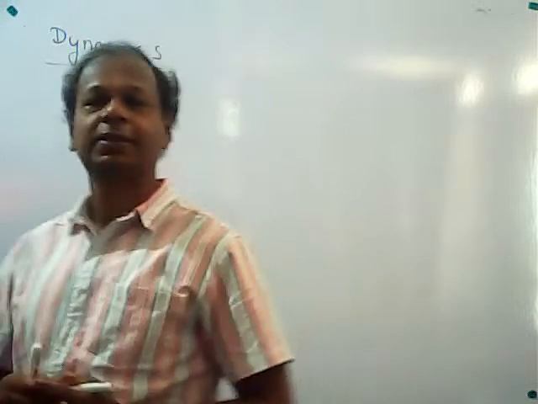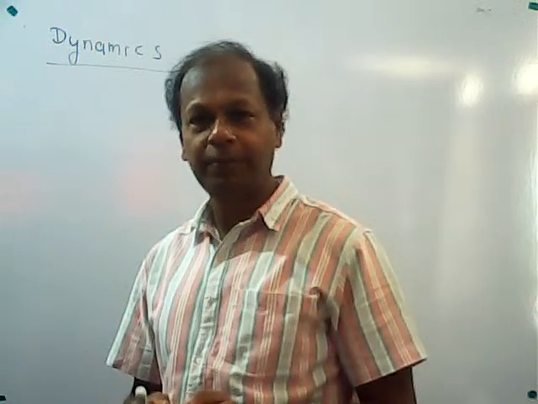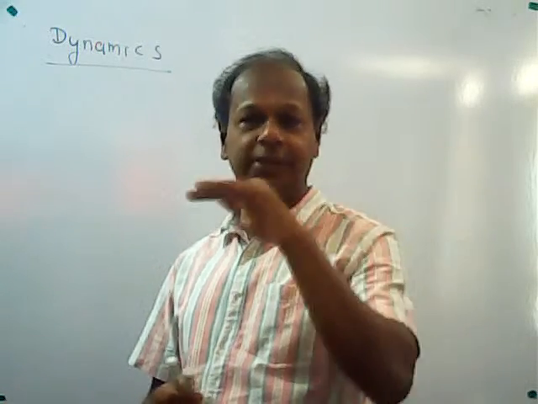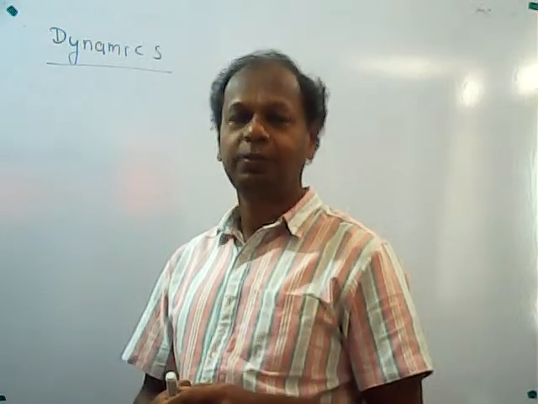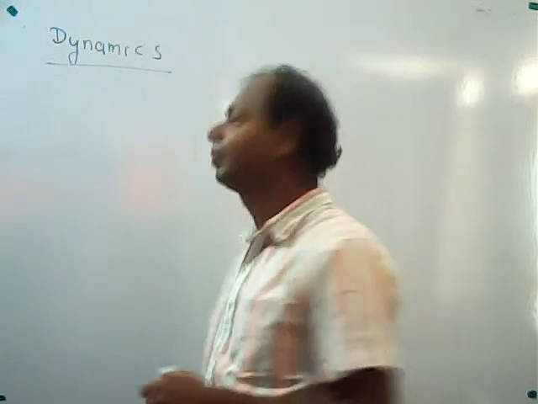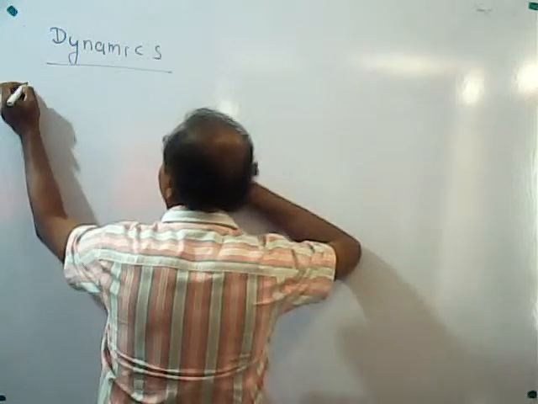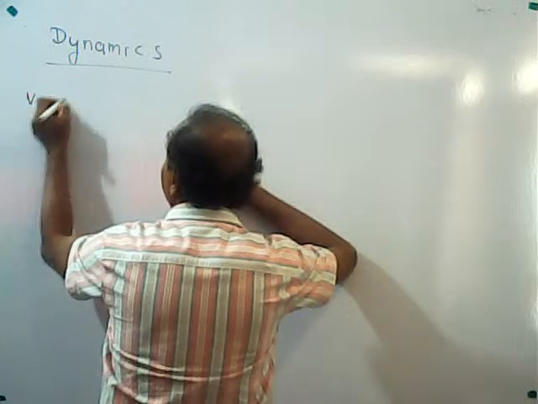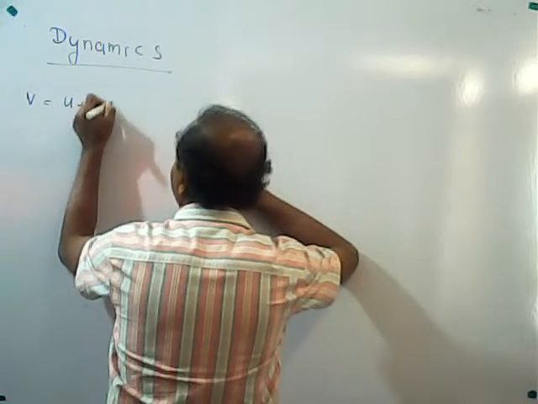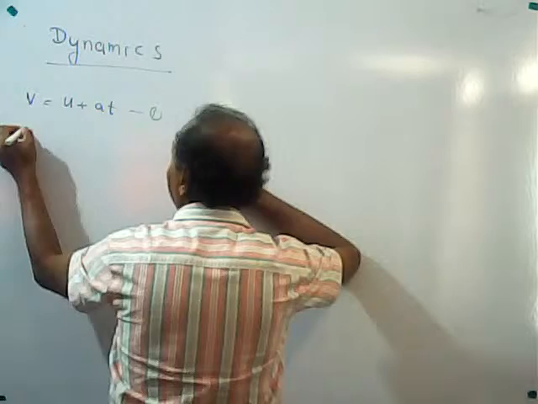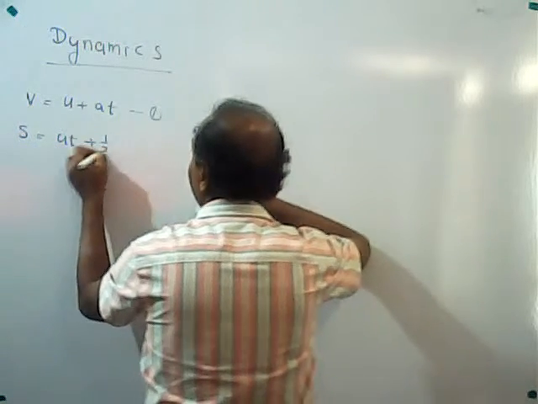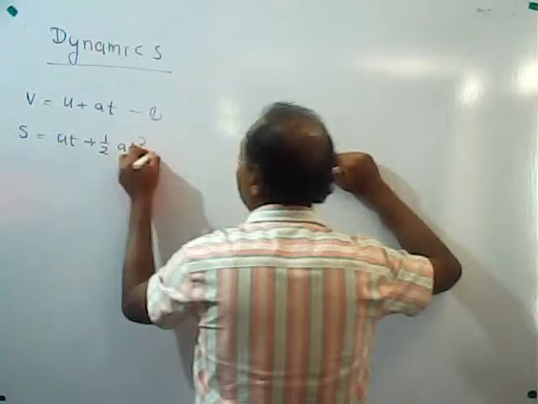Last day we learned 4 formulas which can be used for motion in a straight line under uniform acceleration. These are the formulas. Number 1: v equals u plus at. Number 2 is not S equals ut plus half at squared.